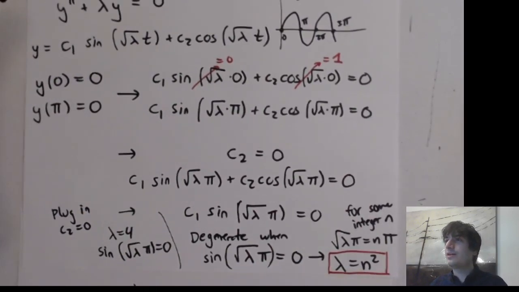Lambda equals n squared. I wonder what people said. Even, odd, positive.